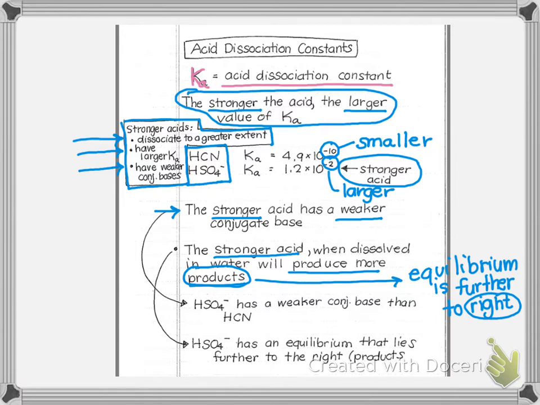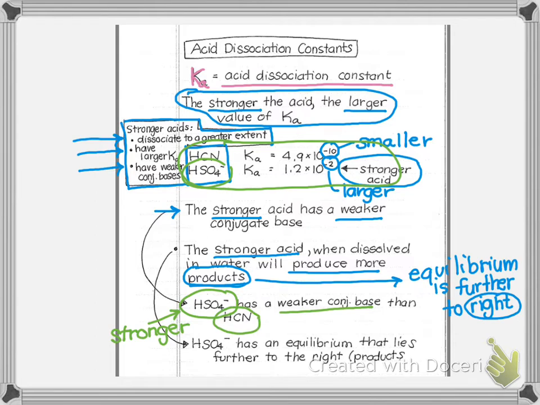So then if we look back up at the two acids that started out the original example, we could see that this acid is the stronger acid, which means that it has a weaker conjugate base, so its base is weaker than that of the weaker acid. So HSO4 negative has a weaker conjugate base. The other thing that we could point out is that HSO4 negative has an equilibrium that's farther to the right, which means that it is going to produce more products. Again, because those are characteristics of being a stronger acid.